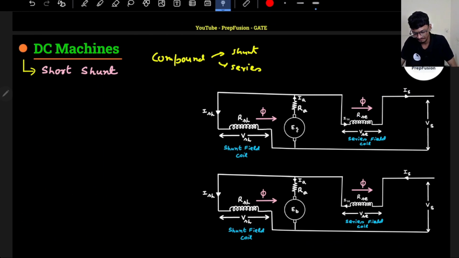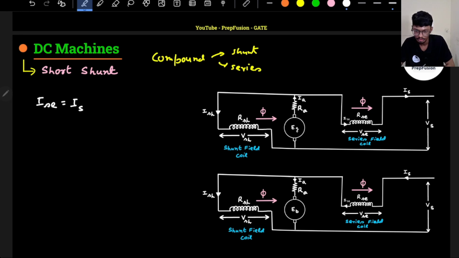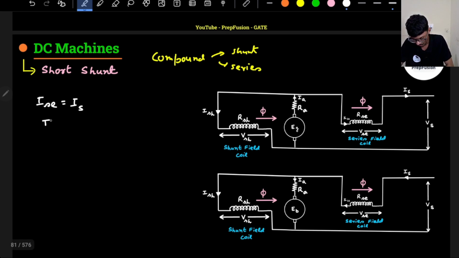Very simple KVL and KCL. In case of short shunt, the series current Iac will be equal to Is, or the supply current in case of generator. And the shunt field current will be what?